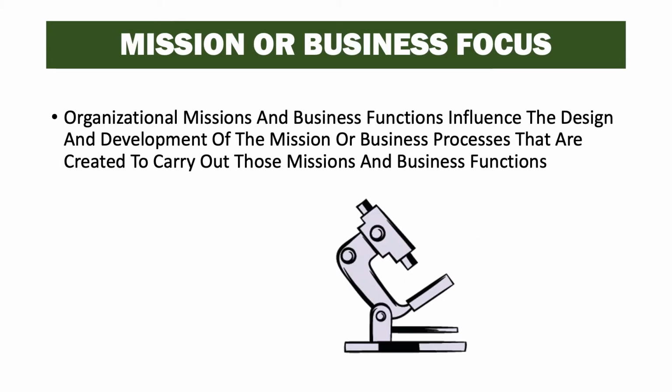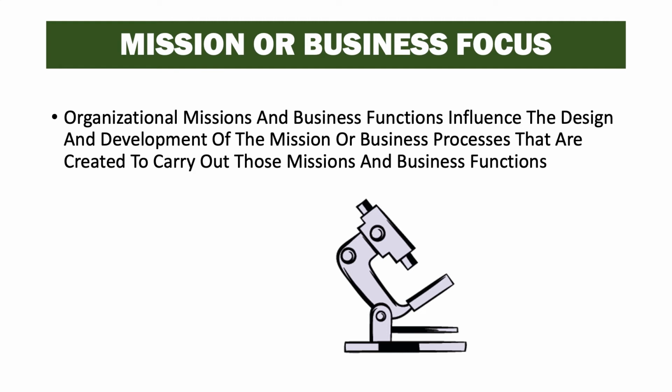Now on to the task itself. Organizational mission and business functions influence the design and development of the mission or business processes that are created to carry out those missions and business functions. So when we're building our information system, we have to determine how it relates to the organizational mission or business processes. This ensures we apply the right level of rigor and depth when we implement the security controls into the systems.